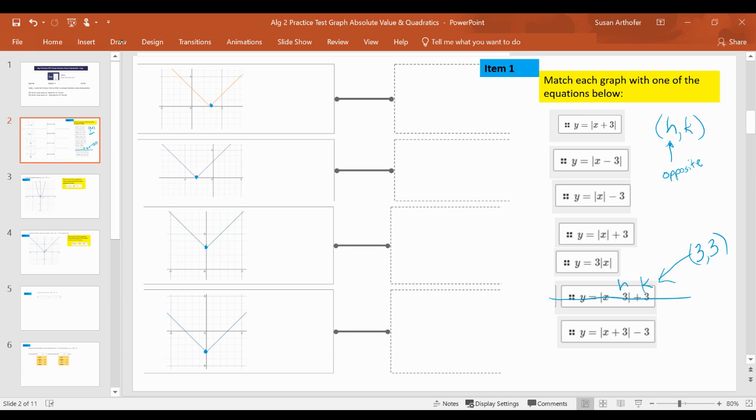So for instance, this one, H is right here and K is a 0. So that vertex would be negative 3 because H is opposite. Negative 3, 0. So do any of those graphs appear? This one would be negative 3, 0. So remember, H right here, the one inside the bars, is always opposite of what you see. Okay? Right, so that's a bit of review there.